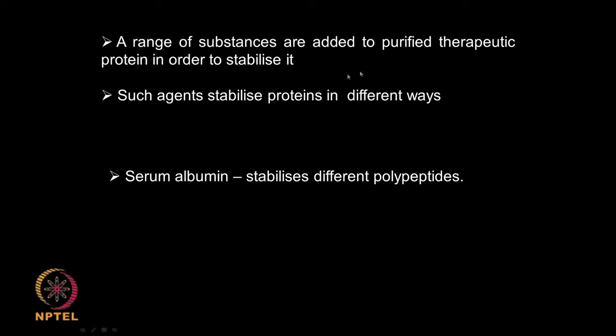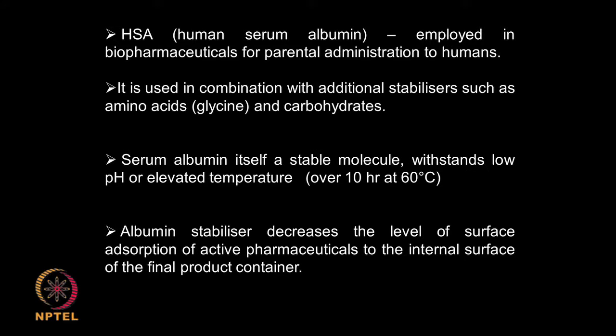A range of substances can be added to the purified therapeutic protein in order to stabilize it in different ways. Serum albumin can stabilize polypeptides. So, there are different other approaches by which we can stabilize them. For example, HSA, human serum albumin, is used to stabilize some biopharmaceuticals for parenteral administration to humans. It is used in combination with additional stabilizers such as amino acids and carbohydrates.